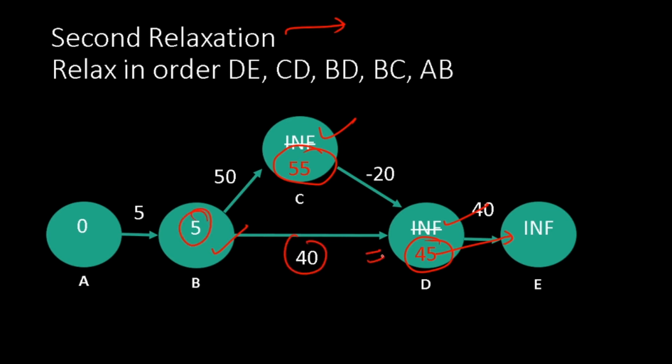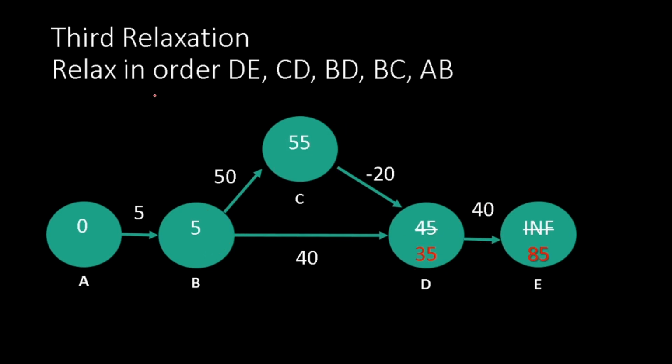As you will see, it should happen. 5 plus 40 is equal to 45. Also 55 minus 20, this is equal to 35. So this 45 should go further relaxation. So let us see what happens. It's going to be very interesting. So let us start our third cycle.